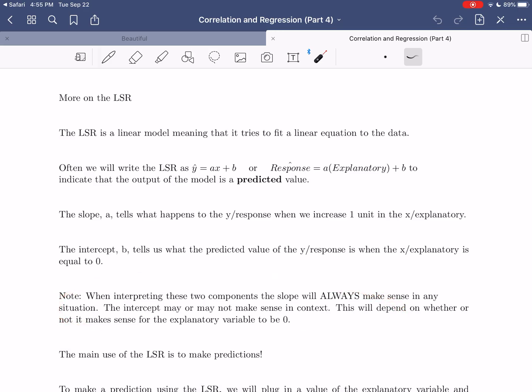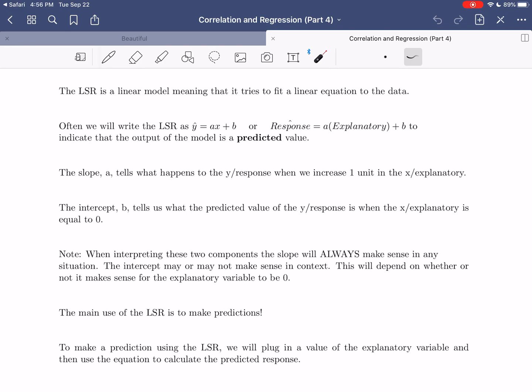Sometimes you guys will be asked to interpret the slope and the intercept. Sometimes you'll be asked to just interpret the slope, because again, sometimes the intercept doesn't quite make sense. It's still mathematically correct, it just doesn't make sense in terms of interpreting and contextualizing in the situation.